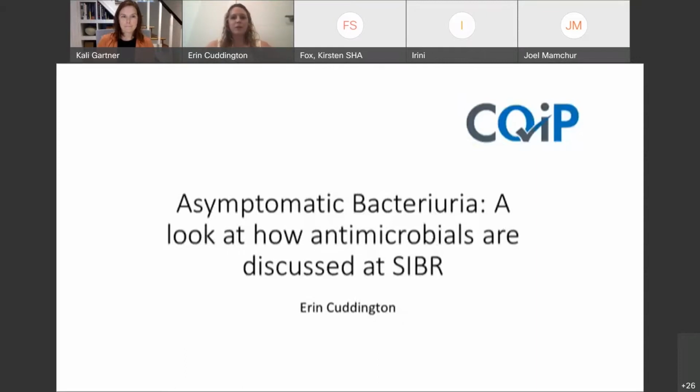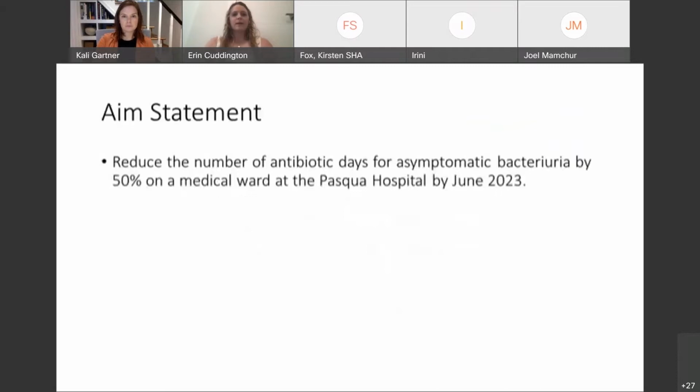My project was looking at antimicrobial stewardship, and specifically asymptomatic bacteriuria, and whether discussing it in a standardized way at our bedside rounds would reduce antibiotic use for the indication of asymptomatic bacteriuria. Our aim statement was to reduce the number of antibiotic days for asymptomatic bacteriuria by 50% on a medical ward at the Pasqua Hospital by June of 2023. So obviously the project is still ongoing.